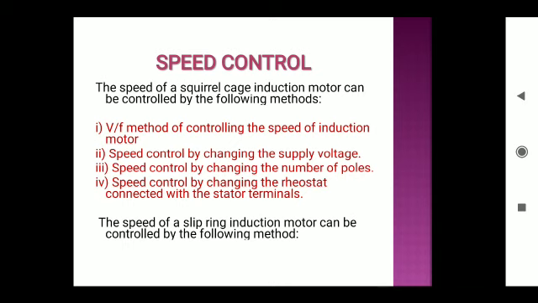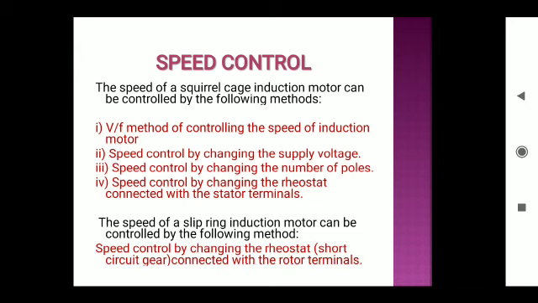And the speed of slip ring induction motor can be controlled by the following method. The speed control by changing the rheostat or short circuit gear connected with the rotor terminals. That means by controlling the rotor resistance, the speed control of slip ring induction motor is done.